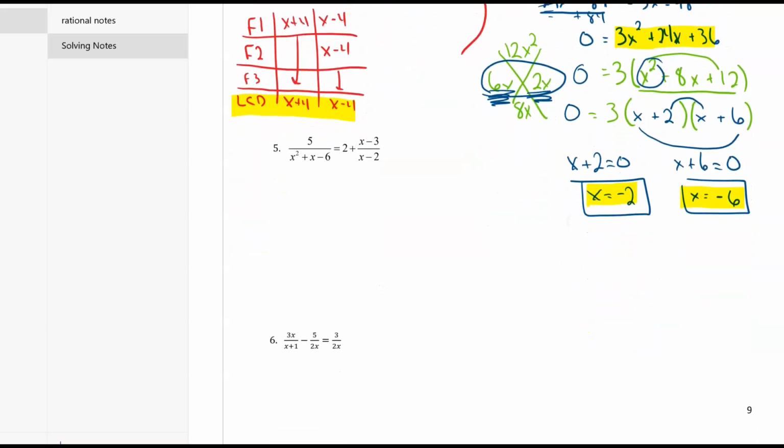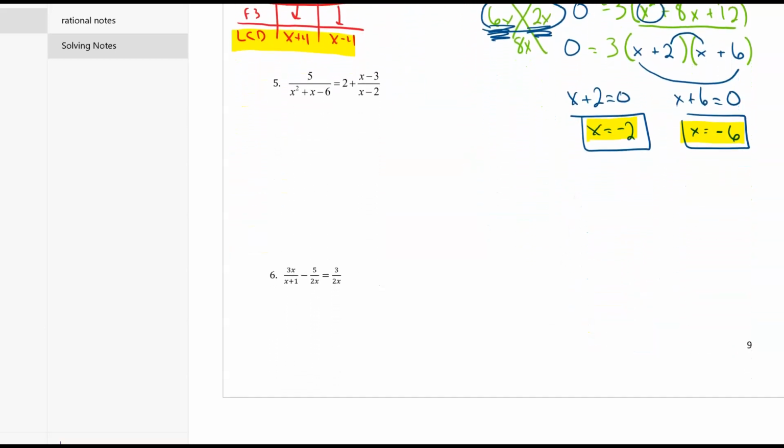All right, let's try number 5. The first thing I need to do is find that least common denominator. So I'm going to factor. I'm going to try to factor this first. I always look for a GCF. I don't see one. This will factor into, so I'll make this little X, I'll erase it later for work.